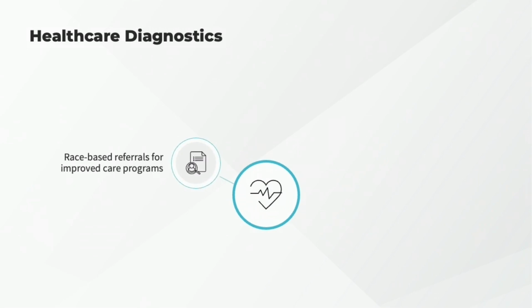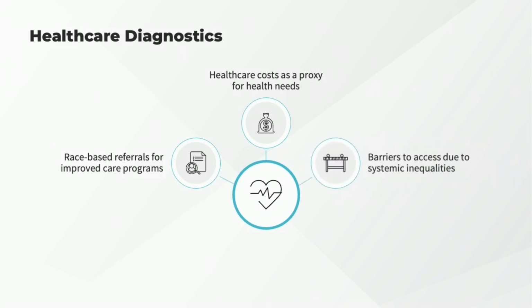Then there's healthcare diagnostics. AI systems in healthcare can also exhibit bias. A study highlighted that an algorithm used in hospitals across the United States was less likely to refer African American people to programs that aim to improve care for patients with complex medical needs. This was because the AI used healthcare costs as a proxy for health needs, but systematic inequalities mean that African American patients generally incur lower costs, often due to barriers to accessing care.